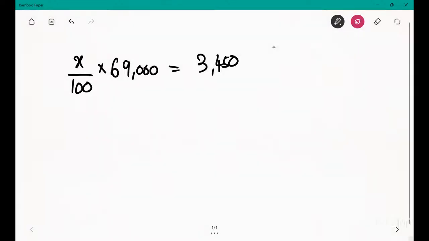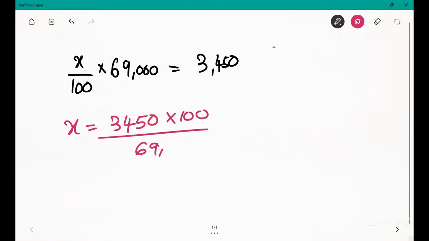So here to get X as the subject, you take the denominator and put it as a multiplication when you take it to the other side. So 3,450 into 100 divided by 69,000. And then here you can simplify. All these three zeros will get cancelled. And then you'll have 3,450 divided by 69.